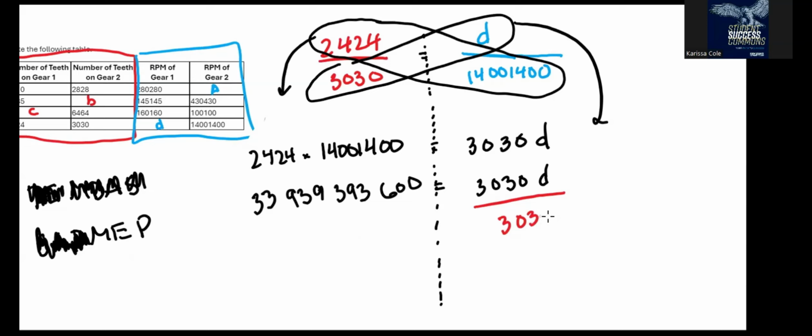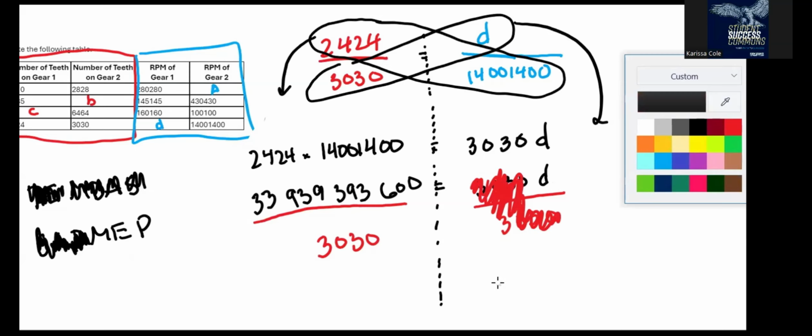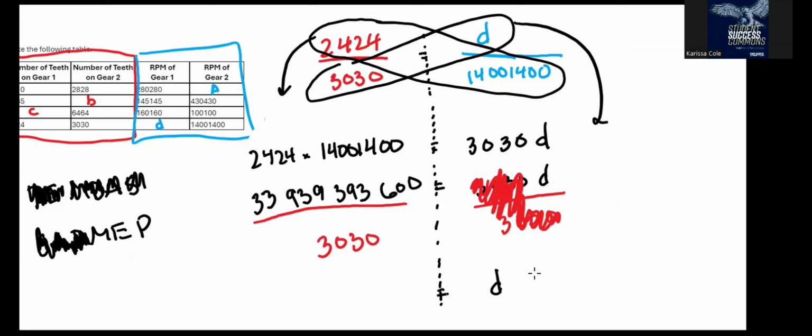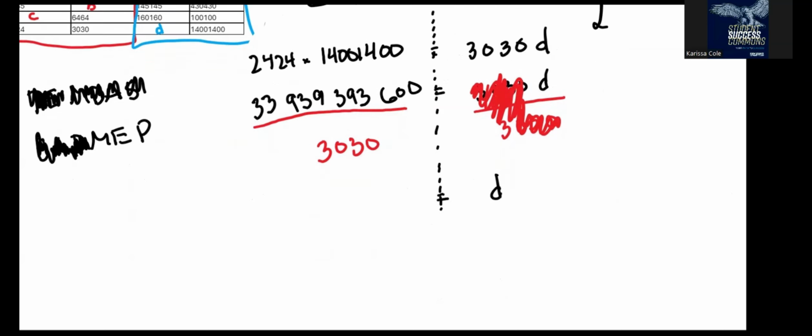Oops, that looks funny. So let's divide both sides by the 3030. And it's just going to cancel here. The whole goal of SADMAP is to take one of the numbers away from the variable. In this case, we took out the 3030, which means D will be by itself, which is good. That's what we want. Variables are typically loners. They like to be completely isolated and totally by themselves.